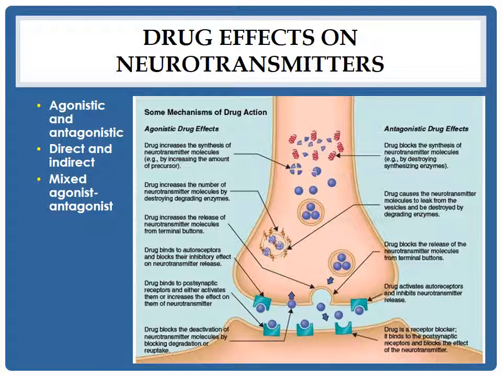Direct antagonists bind receptors and keep neurotransmitters from binding. So that would be the bottom, on the bottom of the right side, a drug. This is also called receptor blockers, direct antagonists. So it's a receptor blocker. It binds to the postsynaptic receptors and blocks the effect of the neurotransmitter.